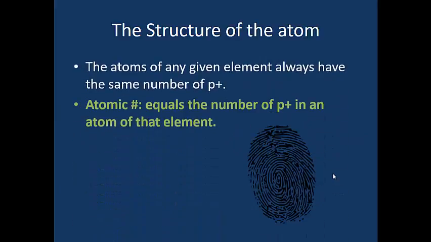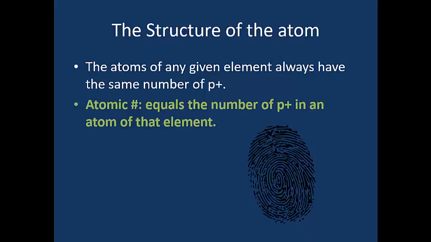Now, atoms of any given element will always have the same number of protons. So the number of protons inside carbon is always going to be 6. And that's going to be different than the number of protons inside oxygen, which is 8. This is what we call the atomic number. So the atomic number equals the number of protons in an atom of that element.